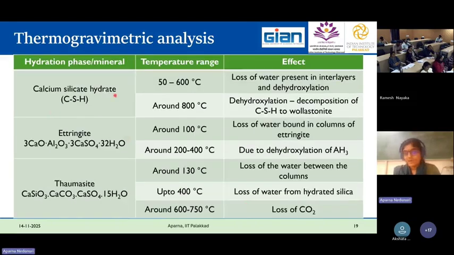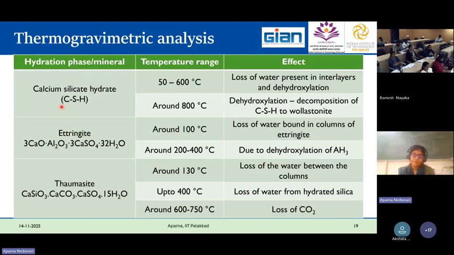The main hydration product is calcium silicate hydrate. Unfortunately, calcium silicate hydrate has no specific or narrow temperature region in which it shows a weight loss or dehydration, because calcium silicate hydrate has different types of water available within its structure. We can have interlayer water, gel water, and adsorbed water in CSH.